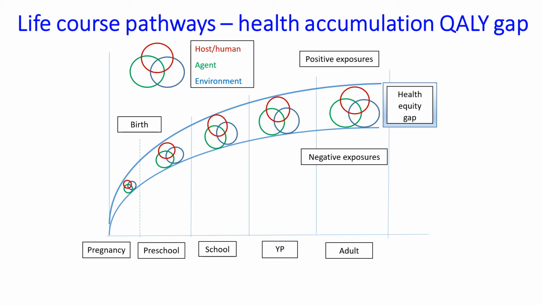This slide introduces the concept of equity. On the vertical axis is health and on the horizontal axis are stages of life. The circles represent the health determinants within the host, the agent and the environment, which interact in ways to produce good health or poor health, which is represented by the upper and lower blue lines. Exposure to positive determinants creates better and longer lives, whereas exposure to negative elements shortens and impedes quality of life. The difference between the two is the health equity gap.